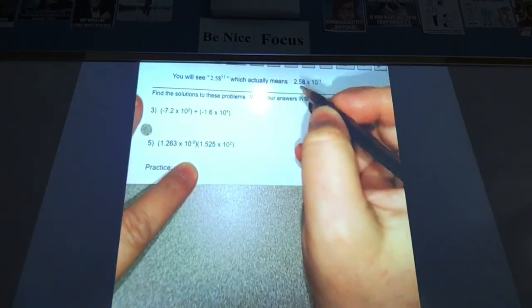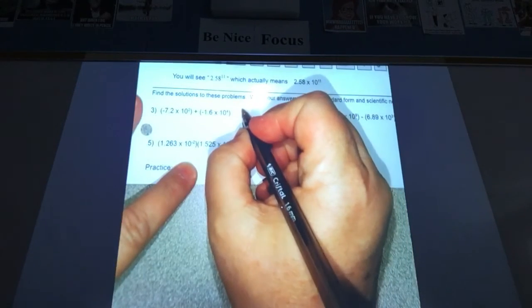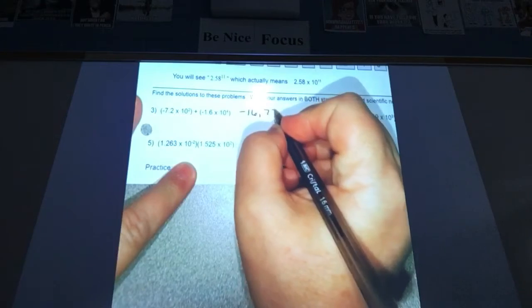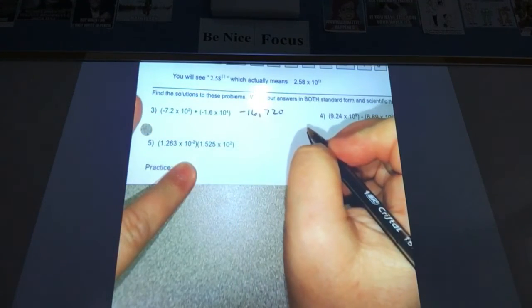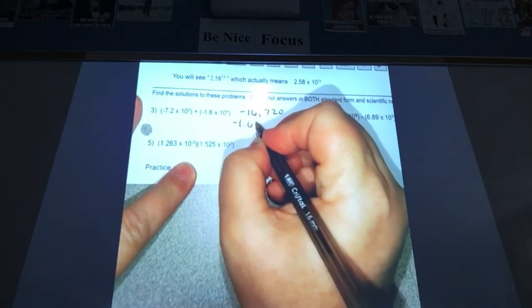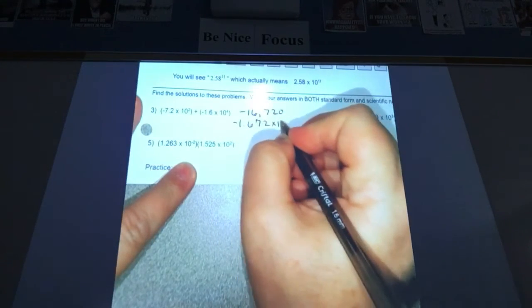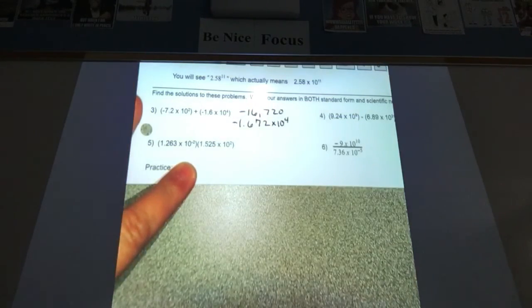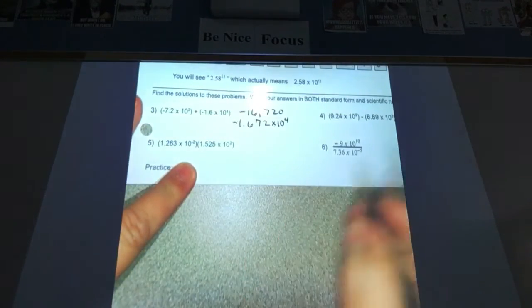All right, in standard form, this would be negative 16,720. And in scientific notation, it would be negative 1.672 times 10 to the fourth. Doing this on the calculator is so much quicker than doing it by hand.